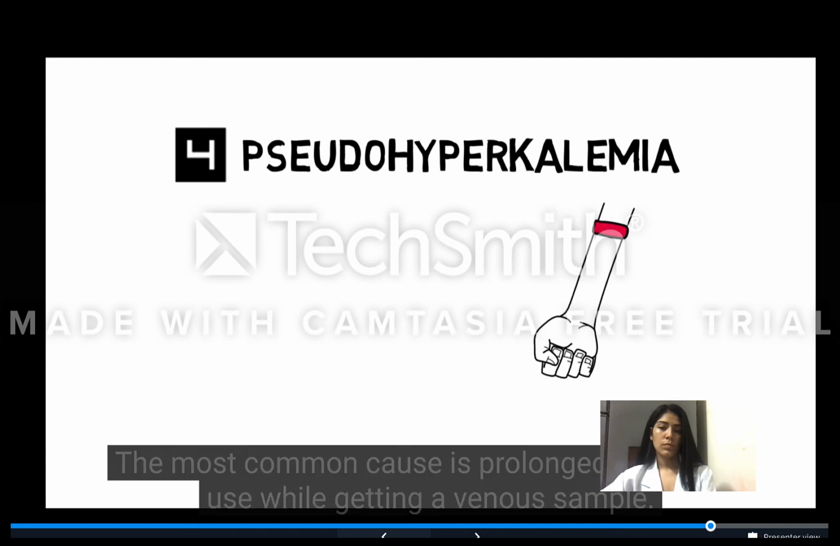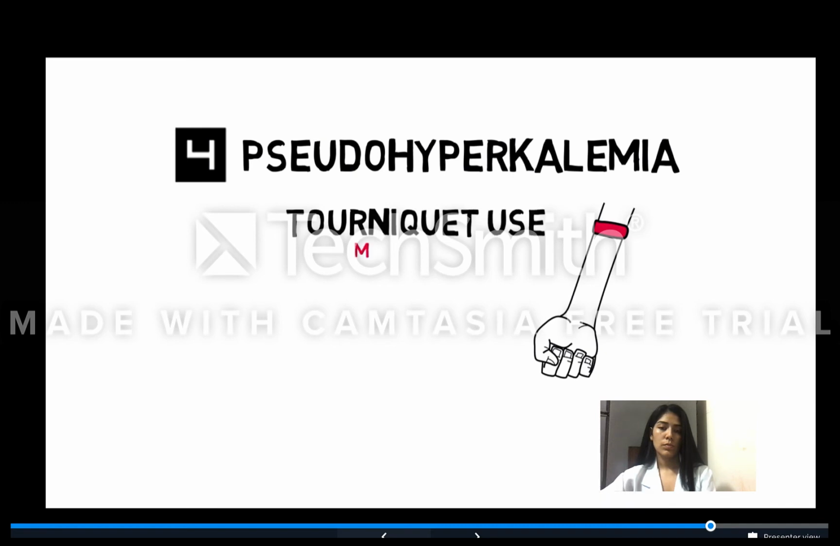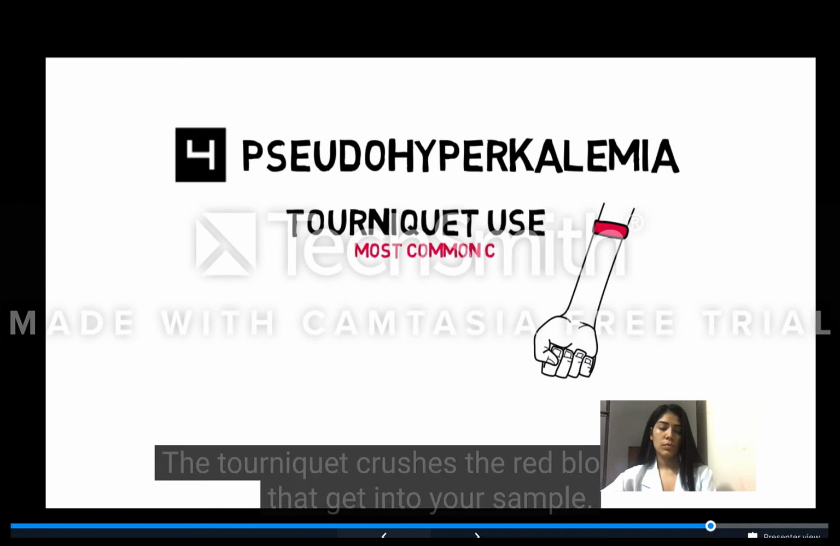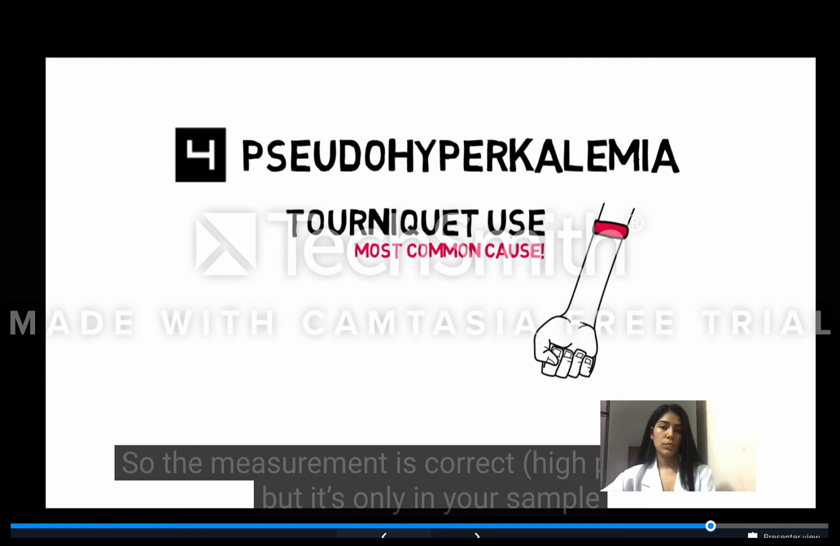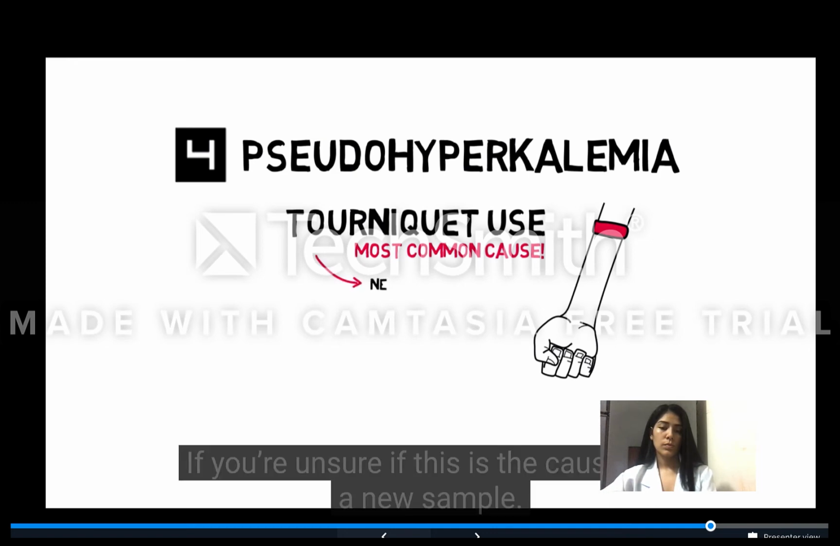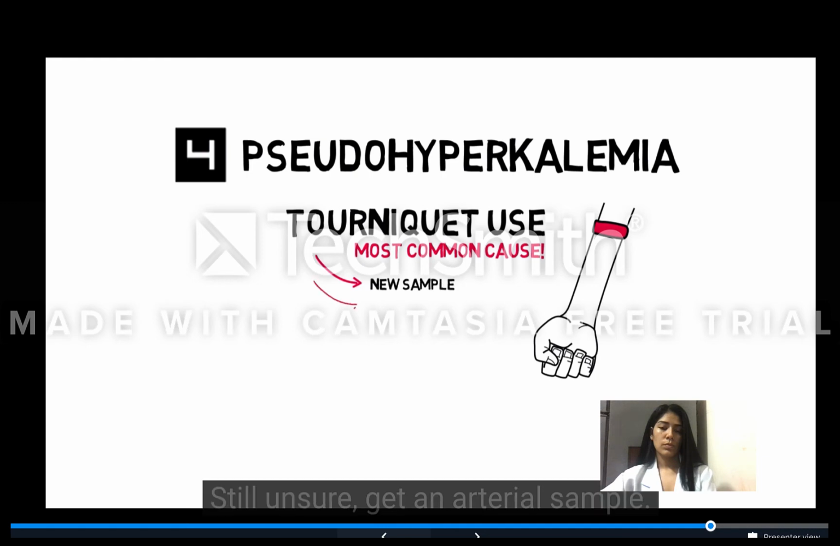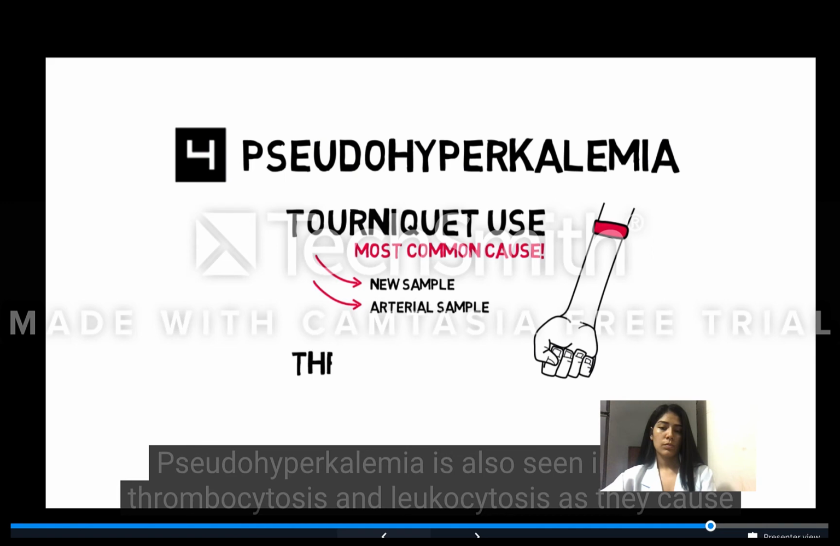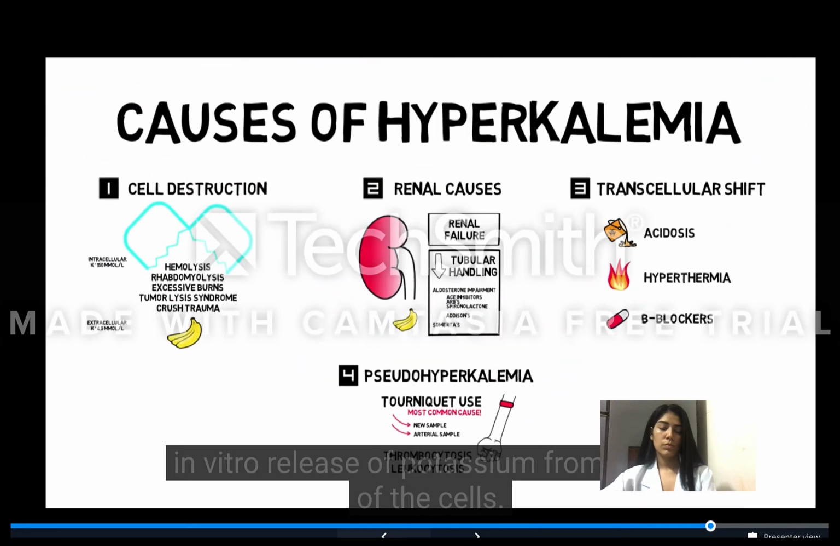The most common cause is prolonged tourniquet use while getting a venous sample. The tourniquet crushes the red blood cells that get into your sample. So the measurement is correct, high potassium, but it's only in your sample and not in the entire body. If you're unsure if this is the cause, get a new sample. Still unsure? Get an arterial sample. Pseudohyperkalemia is also seen in severe thrombocytosis and leukocytosis, as they cause in vitro release of potassium from inside of the cells.